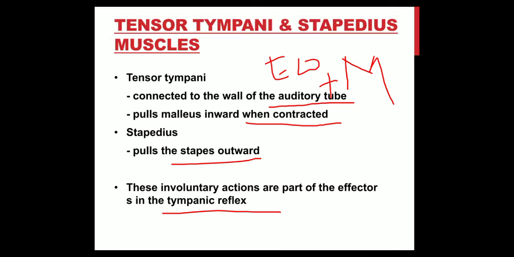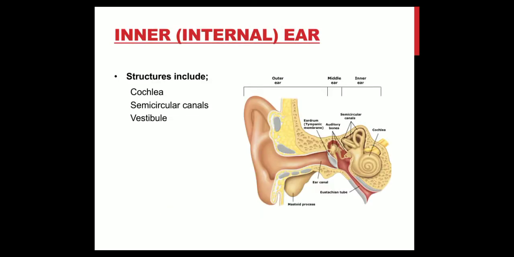Okay, guys, now let's move on. Now let's discuss the internal ear. It is the major part. The internal ear takes the major role in the balancing and hearing process. The structure includes the cochlea, semicircular canals, and vestibule.